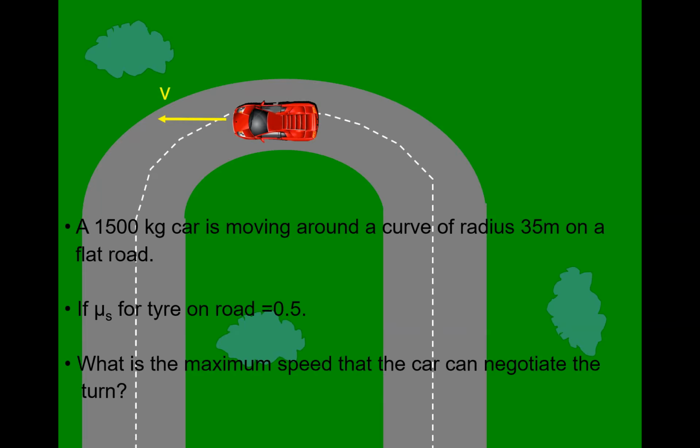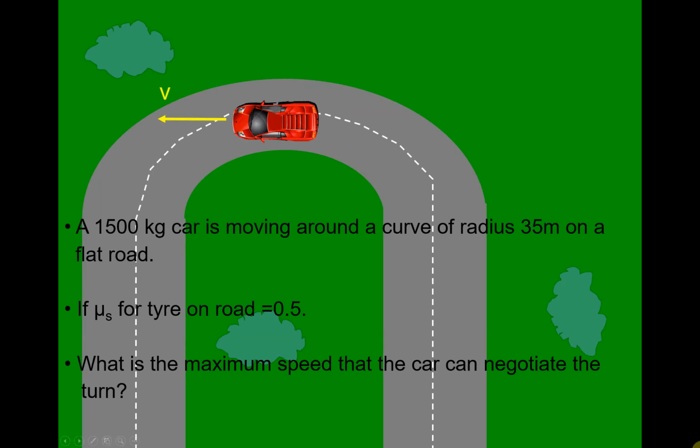So the question becomes, if we have a 1500 kilogram car and it's moving around a curve of radius 35 meters, so this is the curve and this is the radius of that curve on a flat road, so don't worry about it bumping up and down. We've got a mu s for the tire on the road. It's mu s because it's the mu between the tire and the road that stops this vehicle slipping and moving sideways. Not this way, but this way. What's the maximum speed that the car can negotiate the turn?